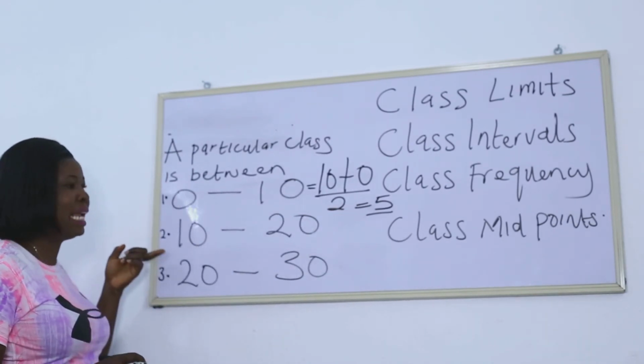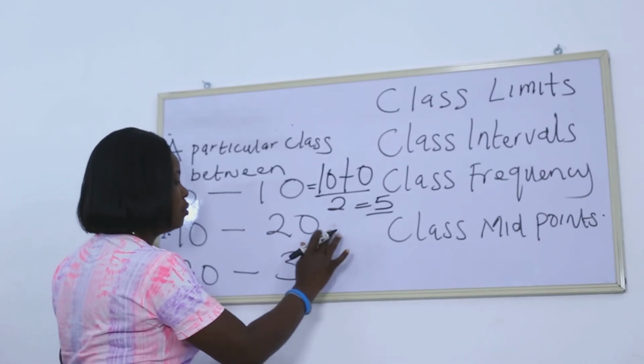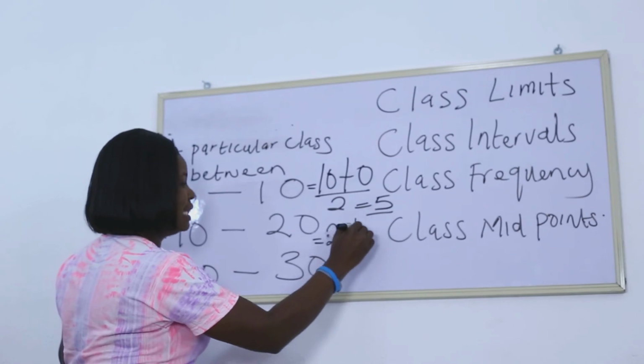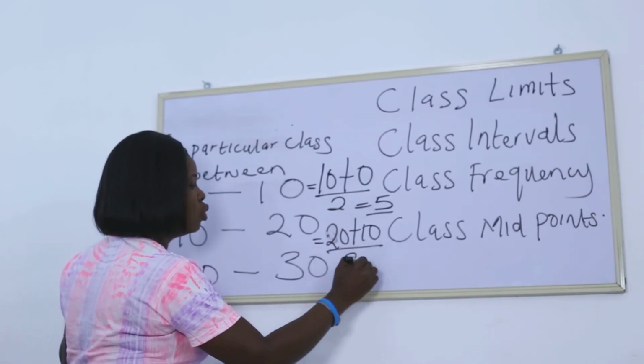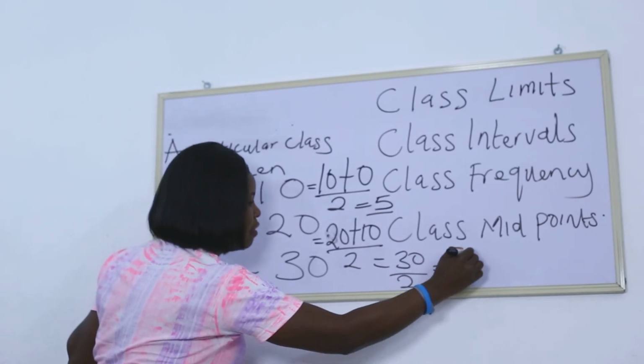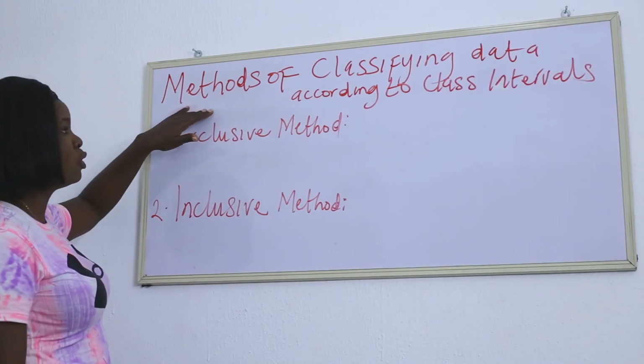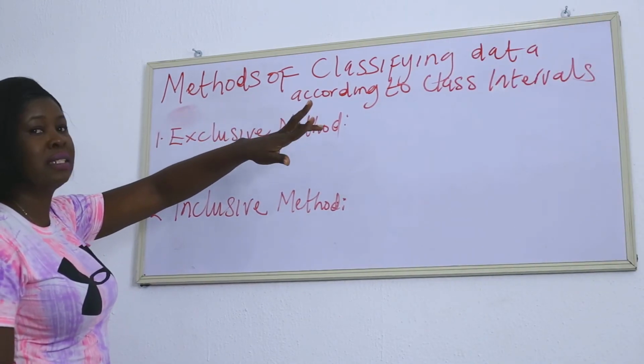If I want to look at the class midpoint for class 2, it will give us what? 20 plus 10 divided by 2, and that is what? 30 over 2, and that is what? 15. Thank you. Now we'll be looking at methods of classifying data according to class intervals.